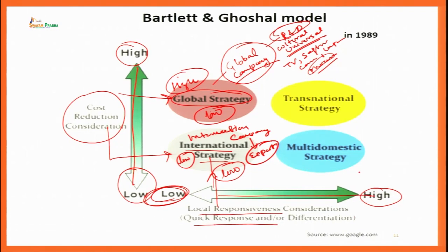On the other side, when we move to this continuum of local responsiveness where the pressure is very high and cost reduction pressure is low, the multi-domestic strategy lies on high local responsiveness pressure and low cost reduction pressure. That means these are companies who can charge a little higher, but the product has to be as per my taste and preference.